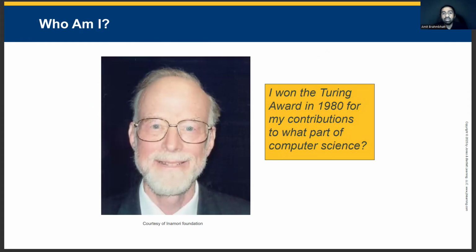Who won the Turing Award in 1980 and for contributions to what area of computer science? The answer is C.A.R. Hoare, honored for his fundamental contribution to algorithm design and programming languages, including quicksort and Hoare logic.